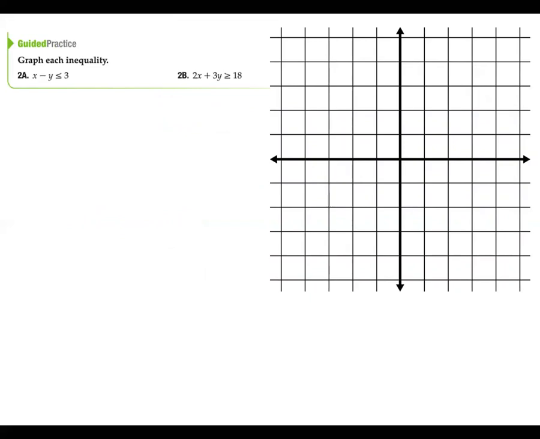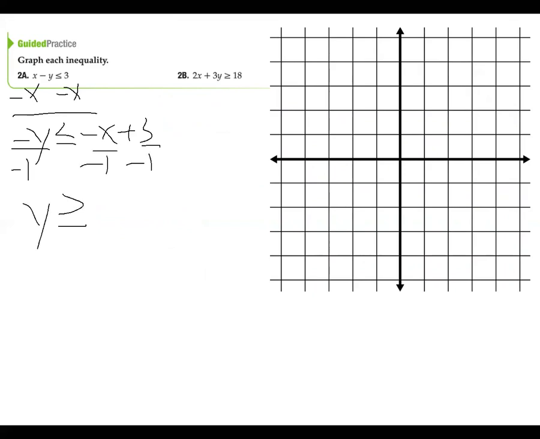All right, we're back. So 2a, got to subtract x from both sides. And you'd have negative y is less than or equal to negative x plus 3. Divide everything by negative 1. So you have y is greater than or equal to, remember we divided by a negative, so we got to flip the inequality symbol, 1x minus 3.